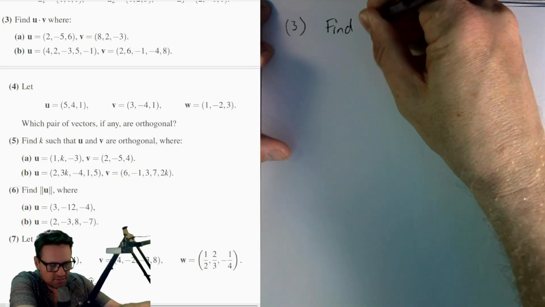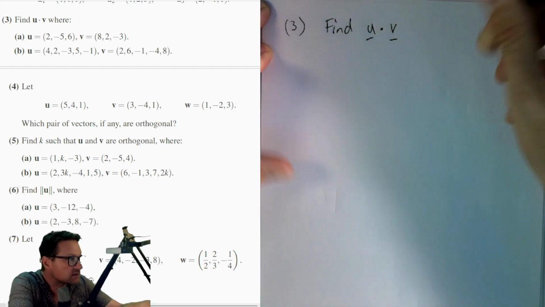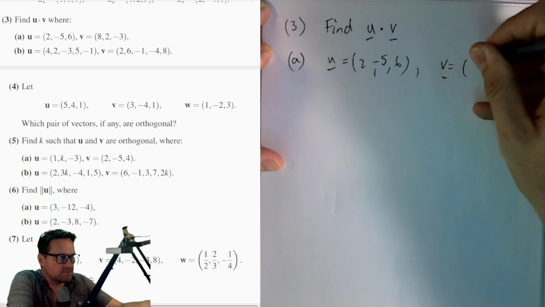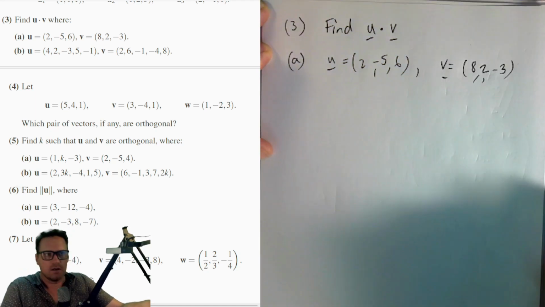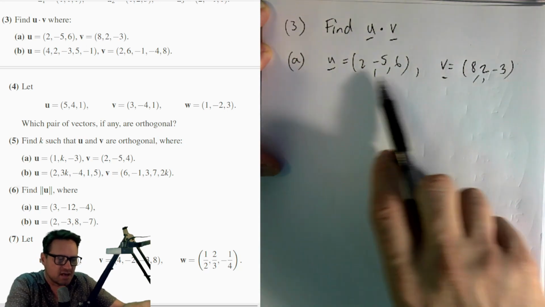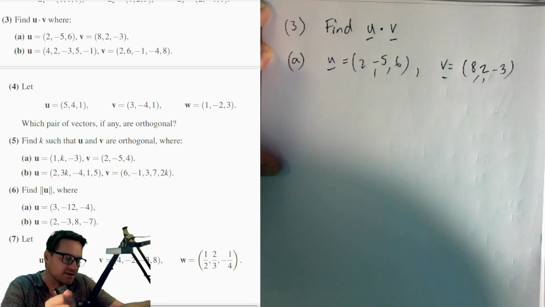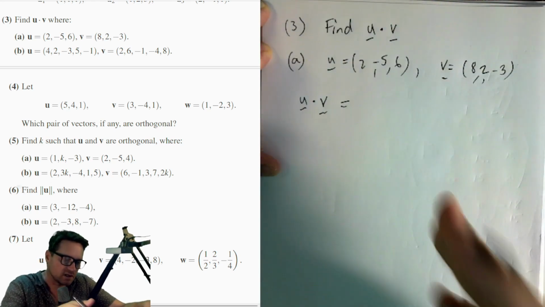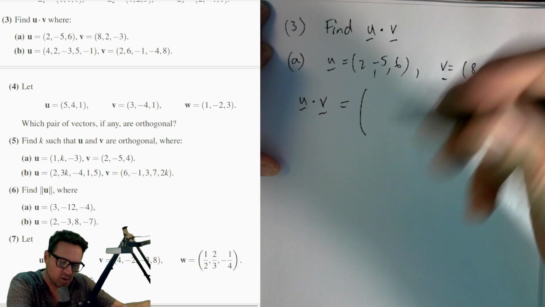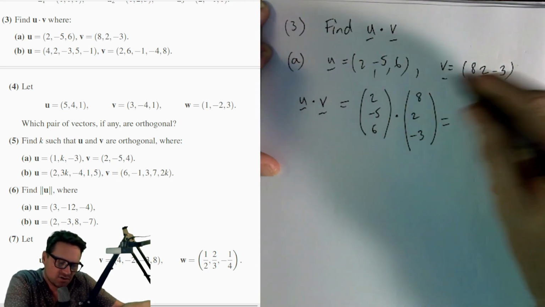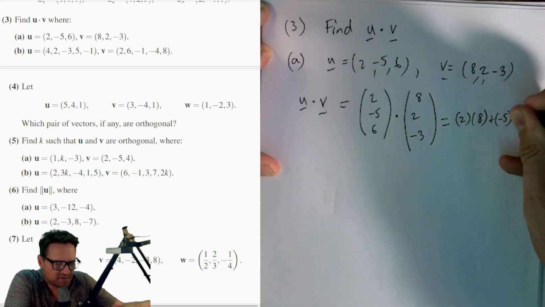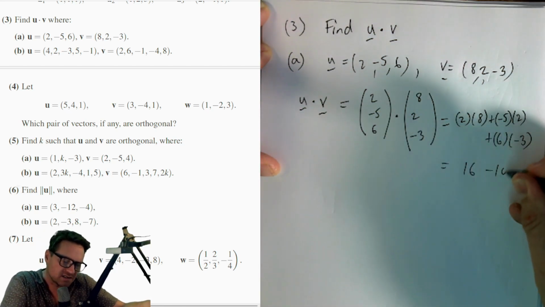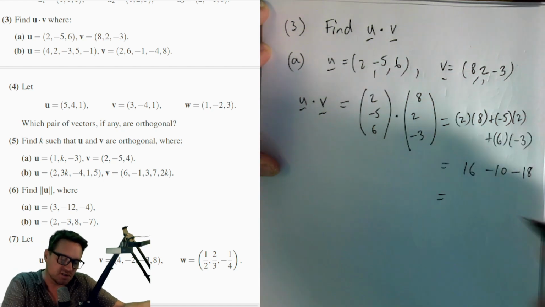Question 3 asks us to find the dot product or scalar product, where in part A, u is the vector 2, -5, 6, v is the vector 8, 2, -3. Okay, so the dot product is the sum of the product of each corresponding entry, so u dot v. And it makes more sense to do this with these written vertically because then you can visually line them up, components that is. Okay, and so we have 2 times 8 plus -5 times 2 plus 6 times -3. So that's 16 minus 10 minus 18, which is -12.